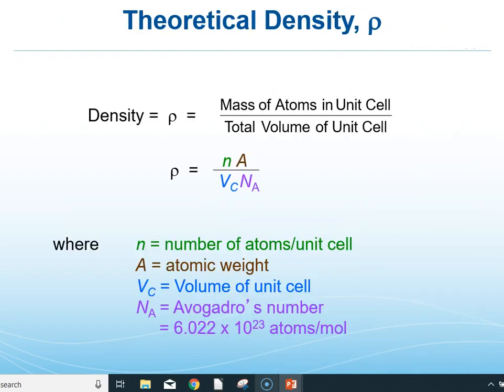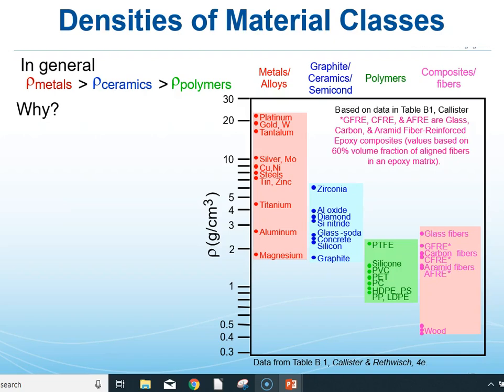So if we come back to our formula, you can see A, the atomic weight, is of the same order in the formula. It's linear with density, just like the ratio of N to Vc. So the number of atoms per unit cell has an equal effect on density as atomic weight. So metals tend to be pretty high on both. And that's where you get the spread.